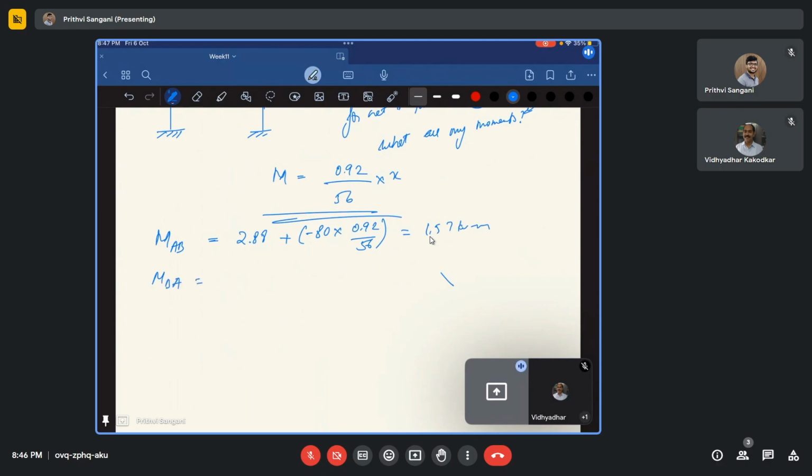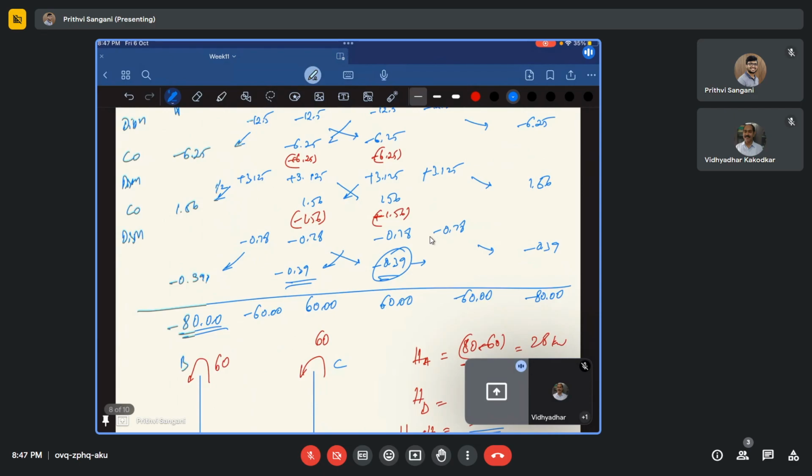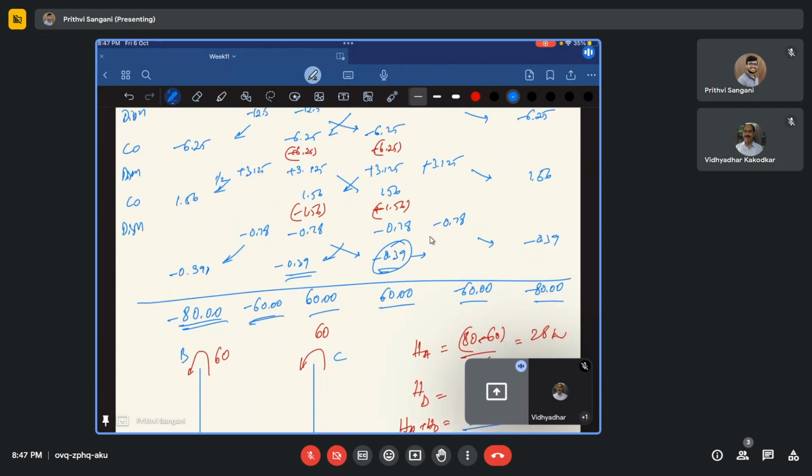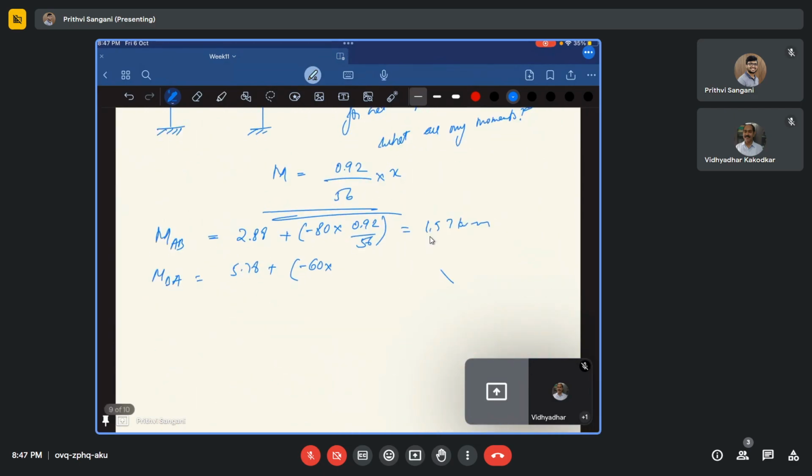Similarly, MBA is 5.78 plus minus 60. You can just do minus 60 times 0.92 by 56, and that is equal to 4.79 kilonewton meter. Everything else will be the same, so this step will be the same. Similarly, MBC is minus 4.79 kilonewton meter.